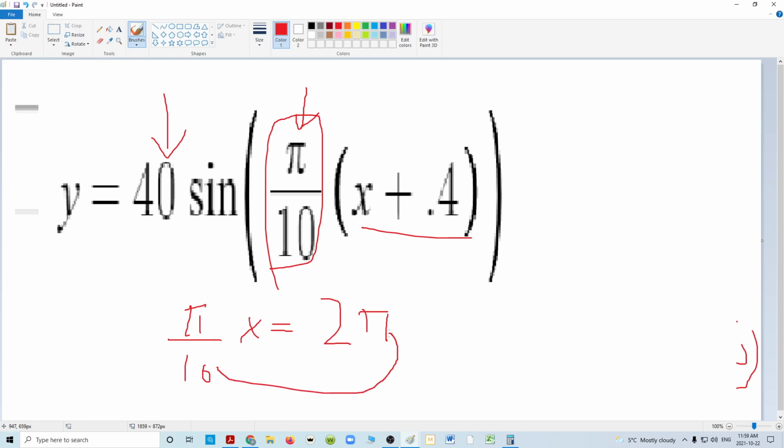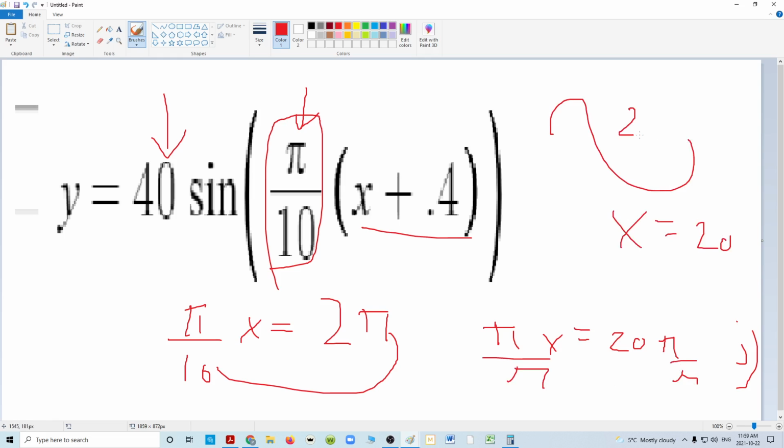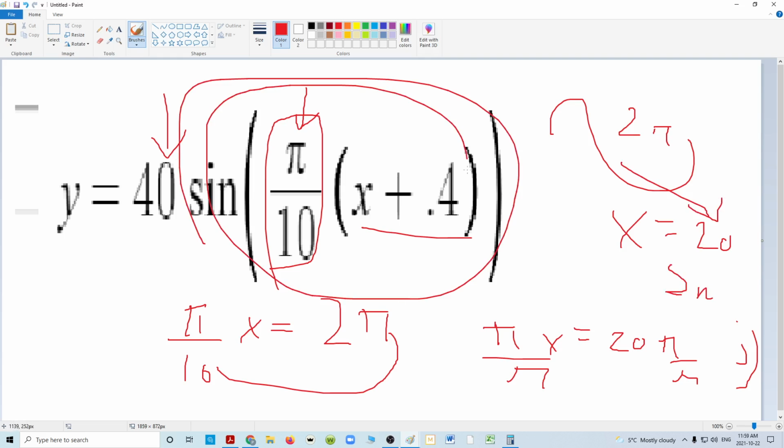If I move the 10 over here, I get 20 pi. So I get pi x is equal to 20 pi. If I divide by pi on both sides, I get x is equal to 20. So that means the period went from 360 degrees, or 2 pi, to this unit like 20 seconds, 20 minutes, whatever the Ferris wheel takes to go around.